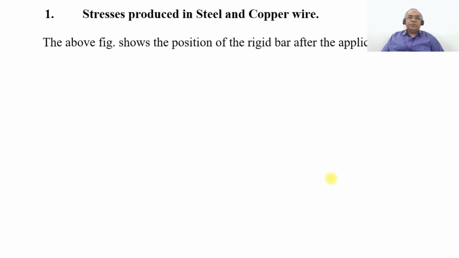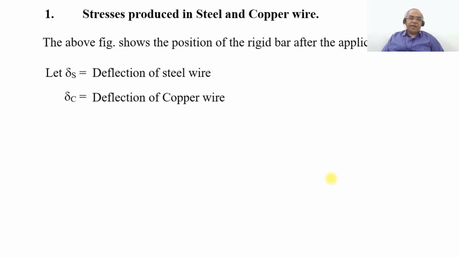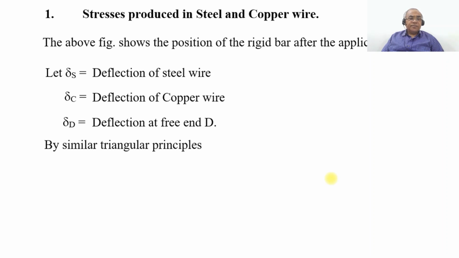From the above figure, which shows the position of the rigid bar after the application of load, let delta S be the deflection of the steel wire, delta C the deflection for the copper wire, and delta D the deflection at the free end D. From the similar triangle principle, what are we going to get? Delta S by 200 will be equal to delta C by 500, that is equal to delta D by 700. So how do I know?